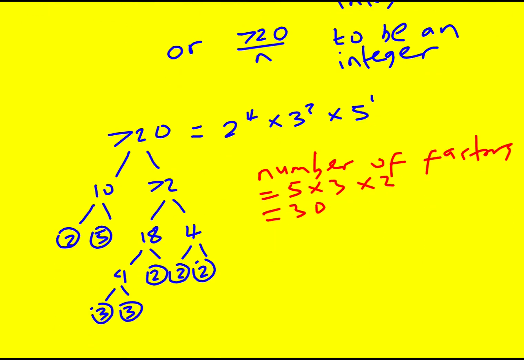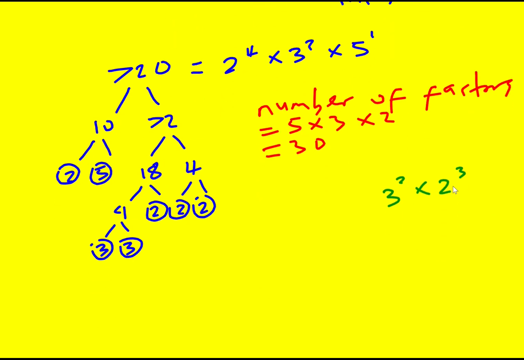Now, I want to just talk a little bit about where that's come from, because maybe you've never seen it before. I'm going to take a more simple example. So let me take 3 squared times 2 cubed, which is actually 9 times 8, 72. Now this is the prime factorization. Now I can consider all the factors of this number like so. The basic factors would be 3 to the 0, that's just 1, 3 to the 1, and 3 squared. And then 2 to the 0, 2 to the 1, 2 squared, and 2 to the 3.